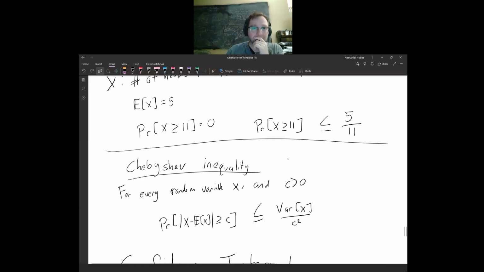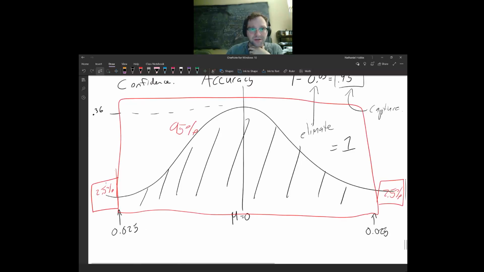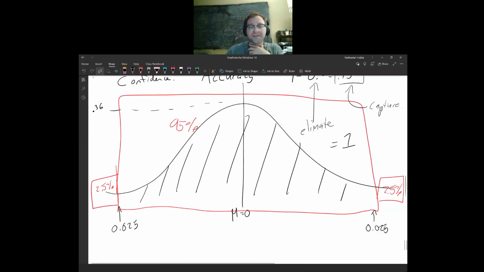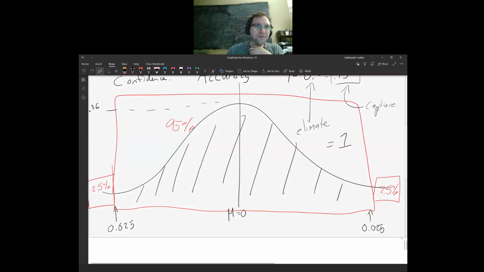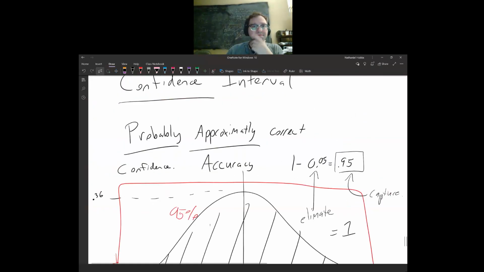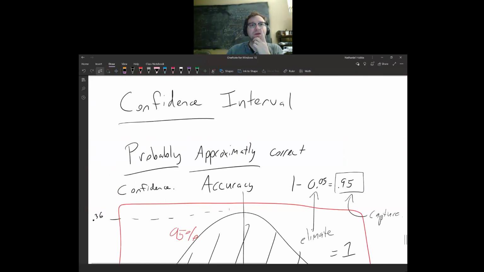Jake, very good job of making the connection between Chebyshev and confidence. I was going to talk about confidence and this type of thing on Thursday, but this is a good place to start. So, okay.